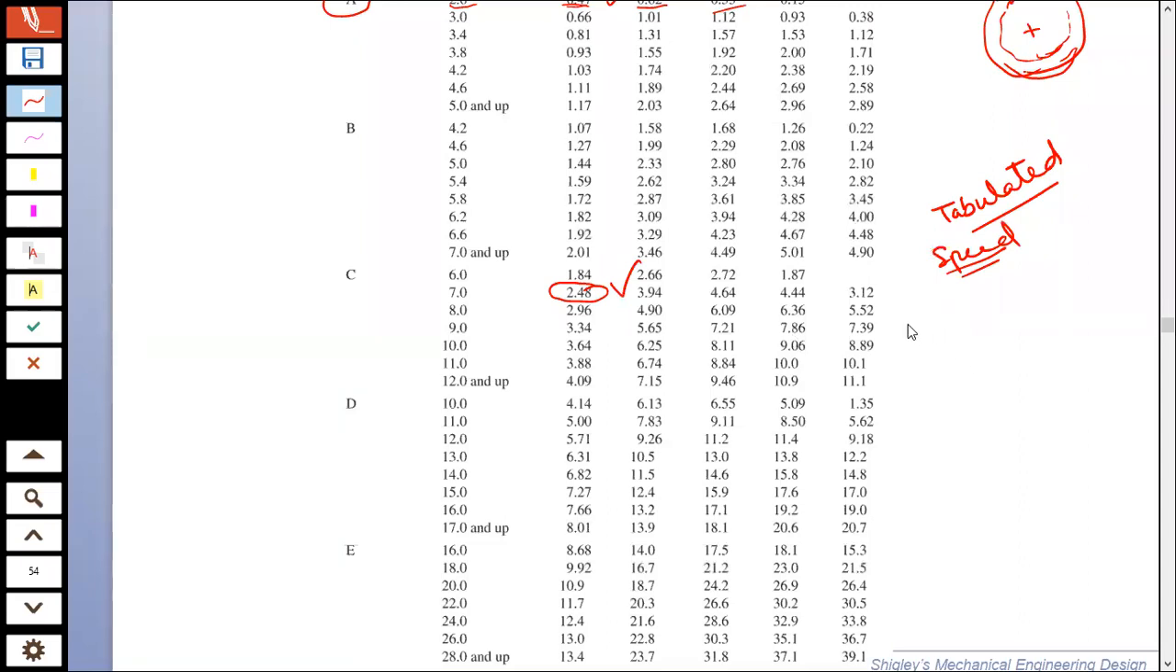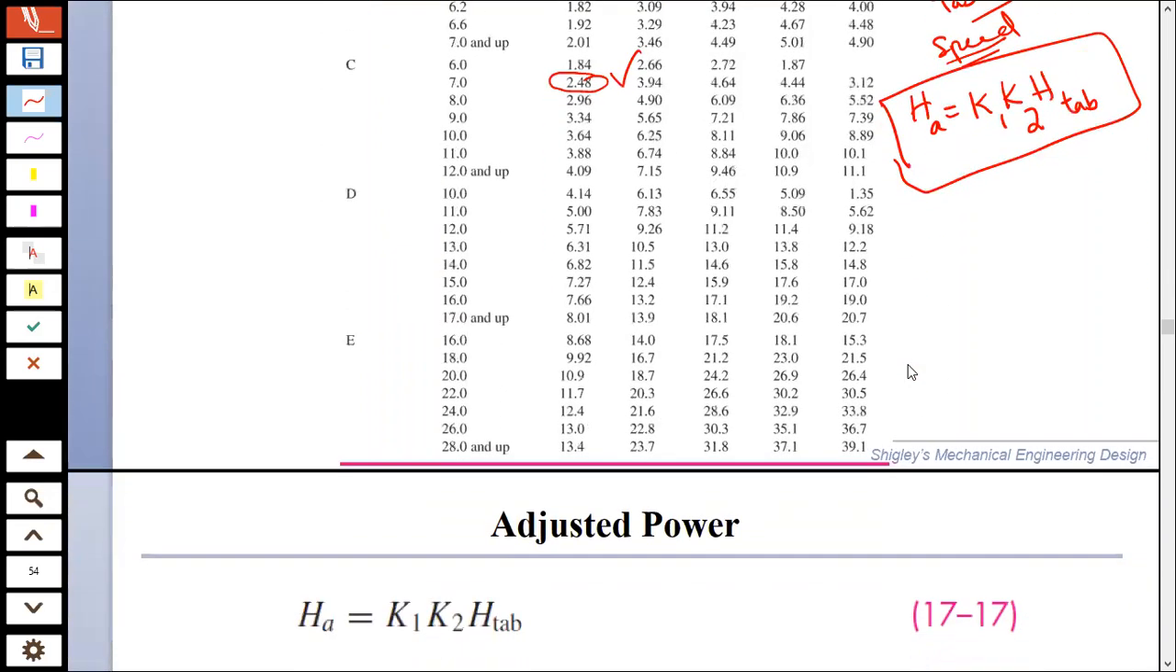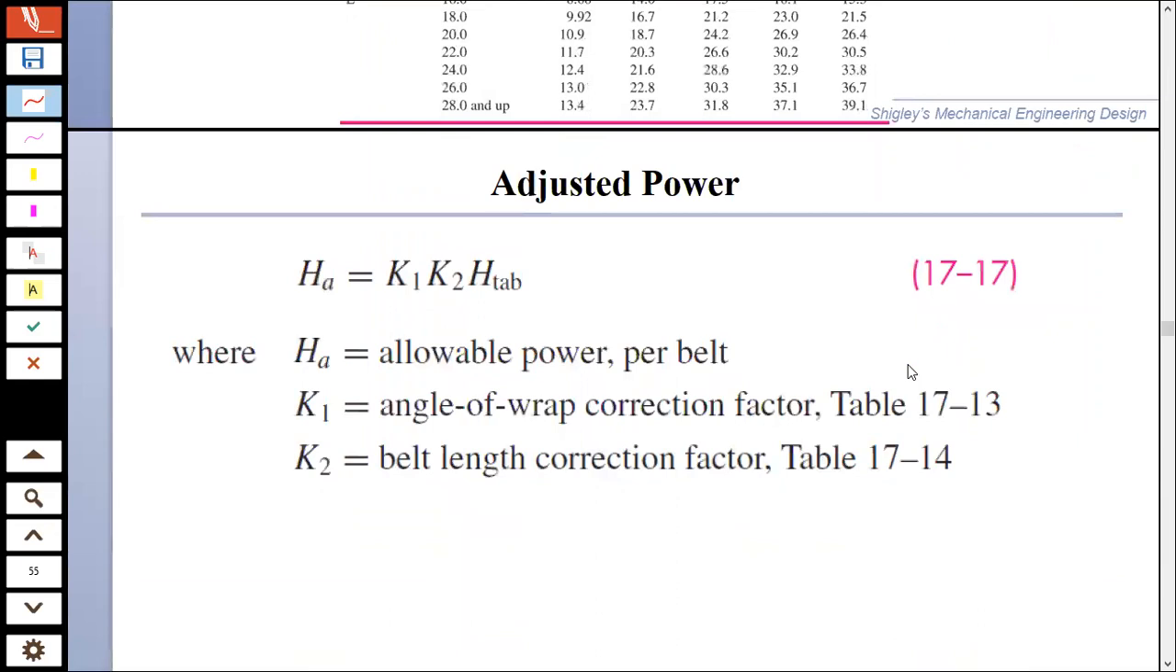तो हम यहाँ पे इसको correct करेंगे and we will find the allowable horsepower. What is the allowable horsepower? That is equal to these two correction factors से हम इसको multiply करेंगे H tab को and we will get the corrected allowable horsepower. Now what is K1 and K2? That is the correction for the speed. देखिए ये angle of wrap, because he does experiments with 180.